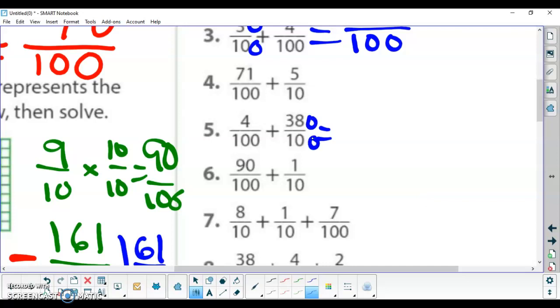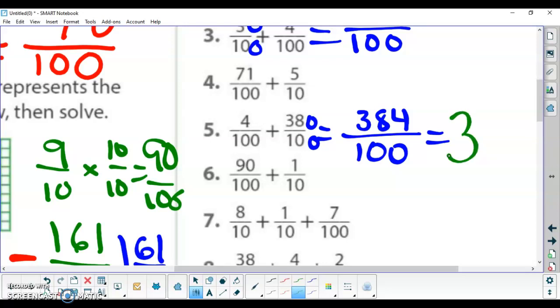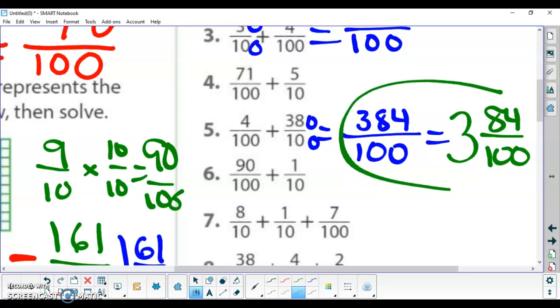380/100ths. So that's 380 plus 4 is 384/100ths. Well, I'm totally converting that back into a mixed number. How many 100s are in 384? Well, 100, 200, 300. There are 3 hundreds. How many left over? 84/100ths. If this part drives you crazy doing this conversion, you can leave your answer as a fraction greater than 1. But if you can do this, please do so.